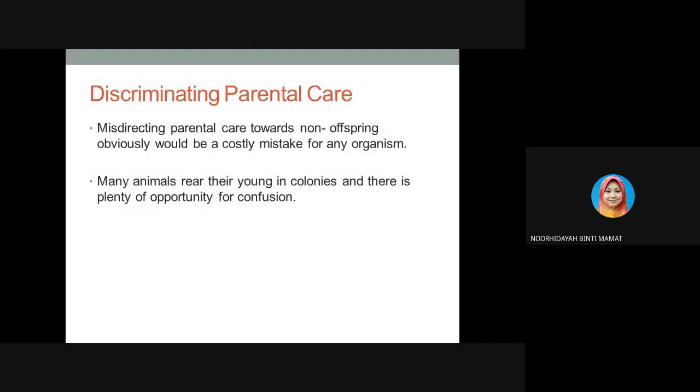Then we move to discriminating parental care. Misdirecting parental care towards non-offspring would obviously be a costly mistake for any organism. So we all know about this. Many animals rear their young in colonies, and there is plenty of opportunity for confusion. This can make the parents confused about which is their own offspring, because most animals rear their young in colonies.